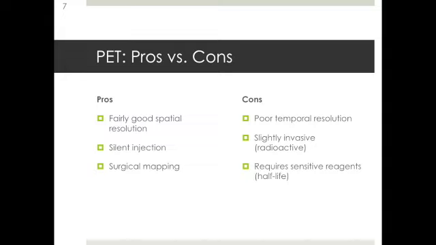Now, some pros and cons of PET scans. Pros are that it has relatively good spatial resolution, at least compared to the methods that required a two-dimensional inference problem of a three-dimensional solution from a two-dimensional source, such as EEG and MEG. So it's a relatively good spatial resolution.